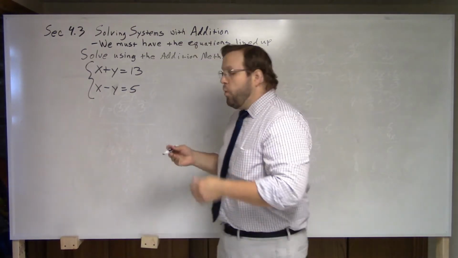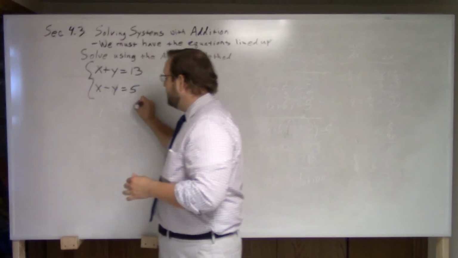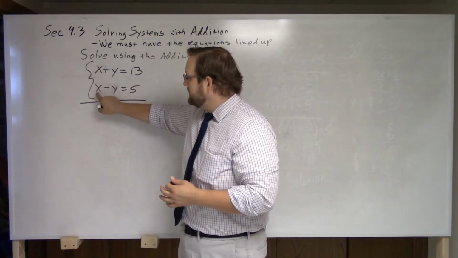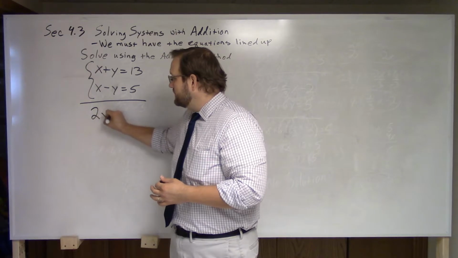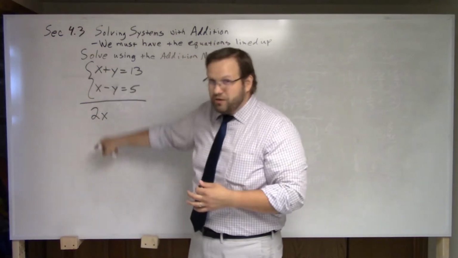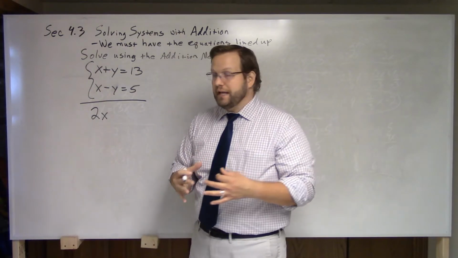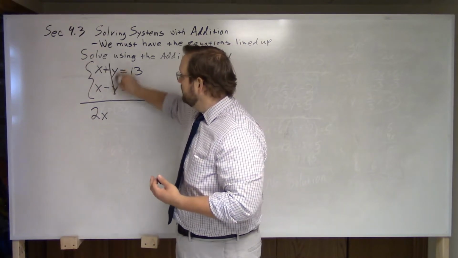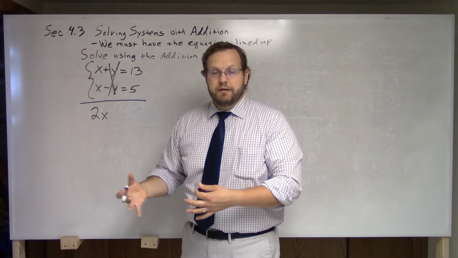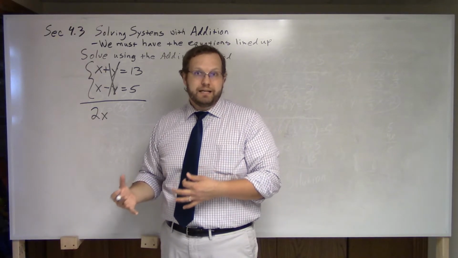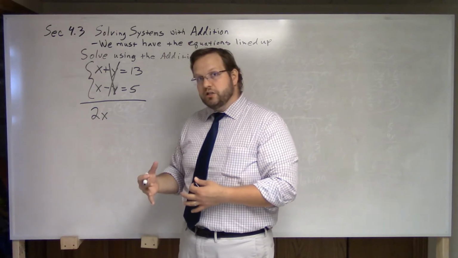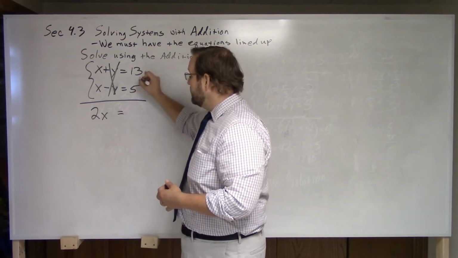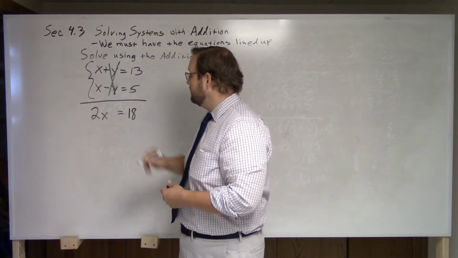So when we add these columns up, watch what happens. We have x plus x is 2x. A lot of people just drop that down and put x. Make sure you actually add them. But then y minus y, what happens? They eliminate. And that's why sometimes this is called the elimination method. We're using addition to get things to eliminate. Equals 13 plus 5 is 18.